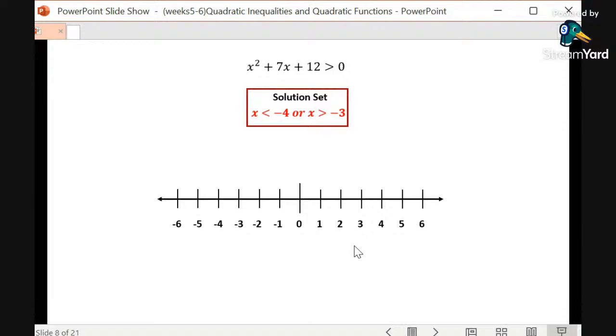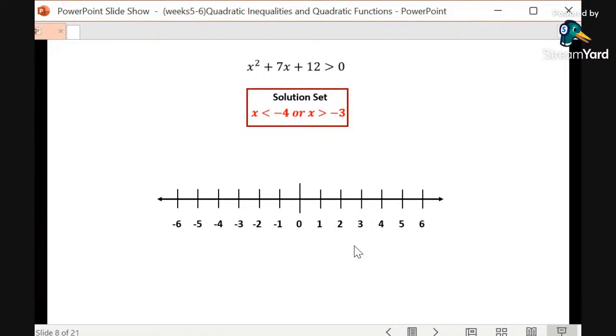So the next part, so hindi pa totally tapos, no? We are done with the solution set, but of course, we have to graph. Katulad ng ginawa natin kanina, we plot the points. So we're going to graph, okay, in the number line. Now, so the answer is x is less than negative 4 or x is greater than negative 3. So ang gagawin natin dito, so we're going to graph. Ngayon, ang sagot natin ay less than and greater than.